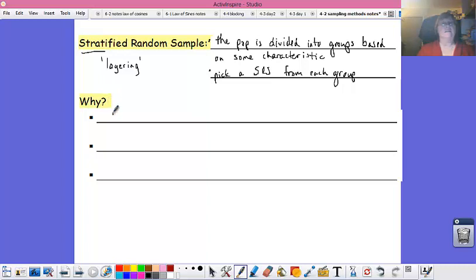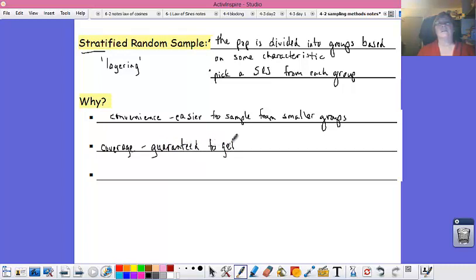Well, for one thing, it is the convenience. It's easier to sample from smaller groups. Okay, and that just makes sense. Also, there is the idea of coverage. Folks, if you think about this, you are guaranteed to get responses from each layer in your stratified sample. So you're guaranteed to get input from each group.